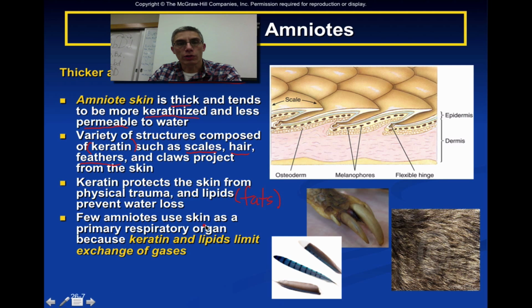So very few amniotes are going to use their skin as a primary respiratory organ. Remember we had talked about the cutaneous respiration that we had noticed or seen in the frogs and other types of amphibians that we had discussed in chapter 25. But in this case, because the skin is so thick, you're not going to have that cutaneous respiration taking place in most cases because the keratin and the lipids are going to basically limit the exchange of gases between the animal and its outside environment.